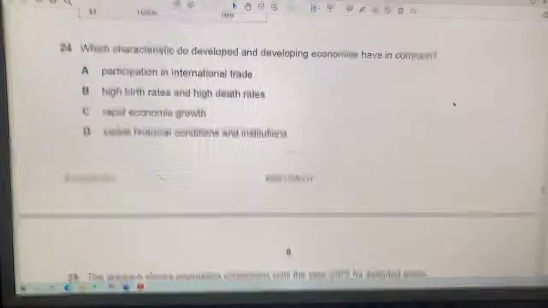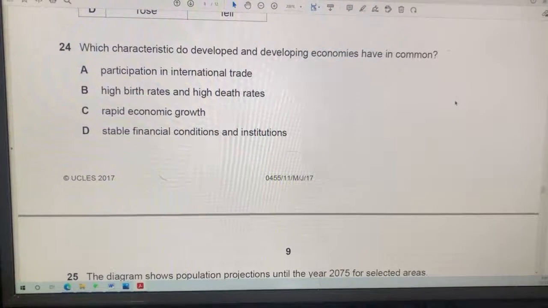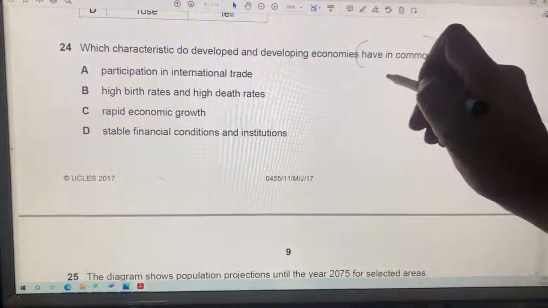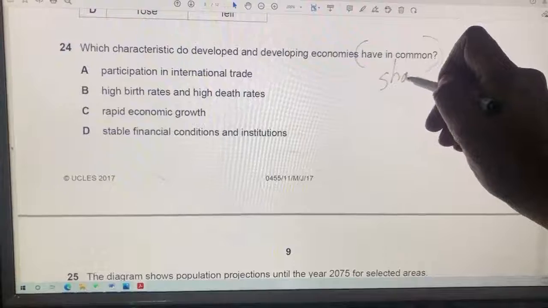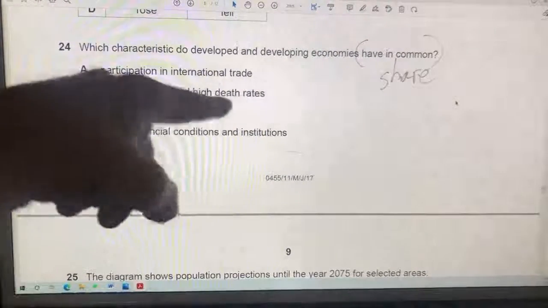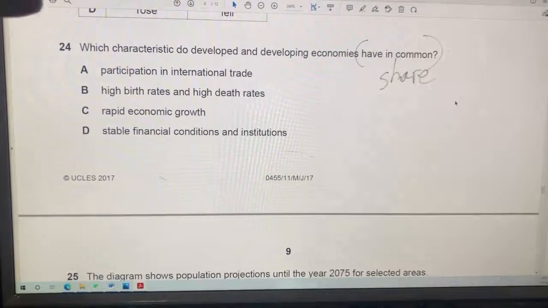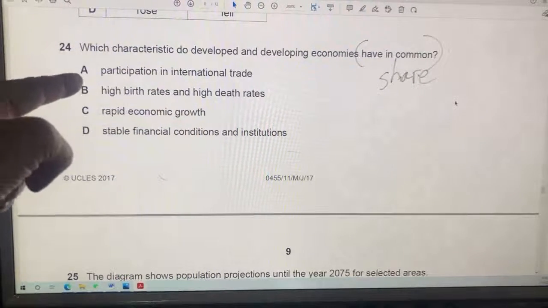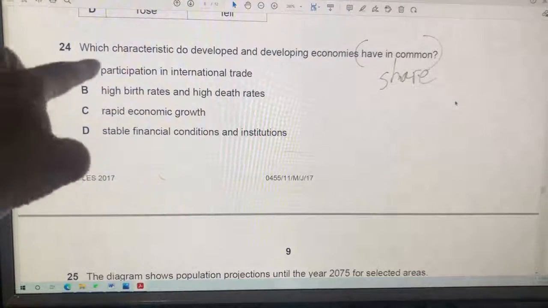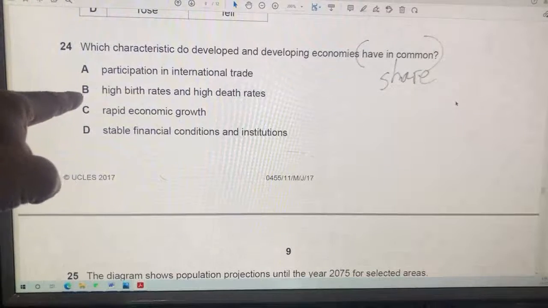24. Which characteristic do developed and developing economies have in common? Have in common means share, or in other words, the same. They both have the same characteristics. So let's see. A, participation in international trade. Probably. A looks good. B doesn't look good.